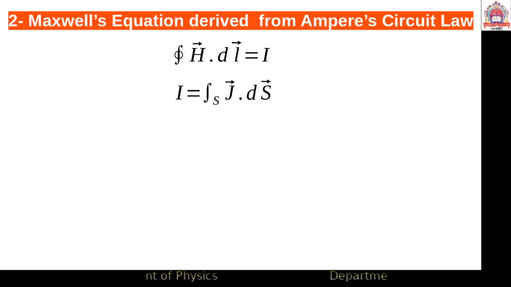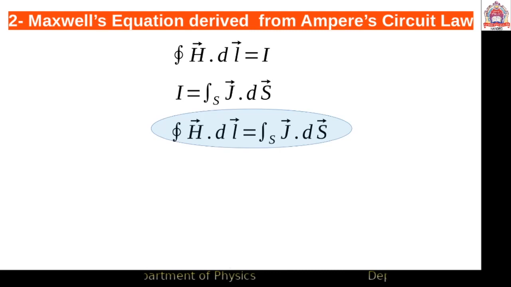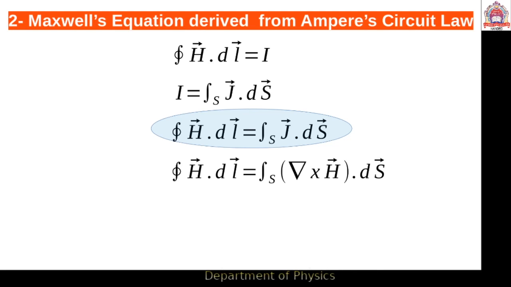Now changing the line integral into a surface integral by Stokes theorem, we get the closed integral of H dl is equal to the surface integral of J dot dS. Now taking the curl on the left side, by converting the line integral to the surface integral, the closed integral of H dl is equal to the surface integral of del cross H dot dS.